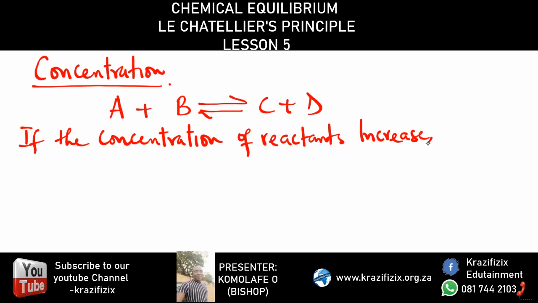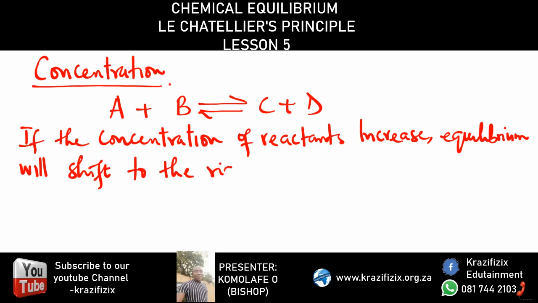So if the concentration of the reactants increases, what happens? Equilibrium, remember it was stable before, will need to shift now, to the right. That's number one. Equilibrium will shift to the right. I'll get you to understand. Look at this state. This thing is balanced. If I put more of A, I have disturbed this thing. In order for it to balance, I need to form more products so that I use the reactants and balance it up again.